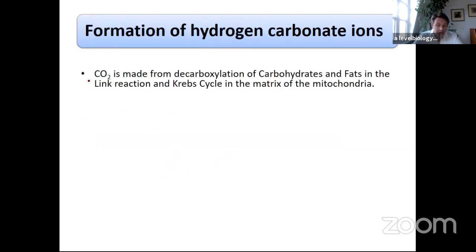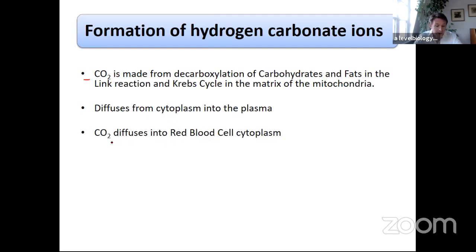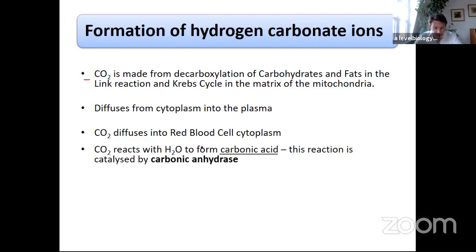Now, carbon dioxide is made in the matrix of the mitochondrion. It diffuses from the cytoplasm into the plasma because there is a concentration gradient, because it's being made in the mitochondria. So it diffuses into the cytoplasm, then from the cytoplasm into the plasma. That carbon dioxide then diffuses into the cytoplasm of the red blood cells.